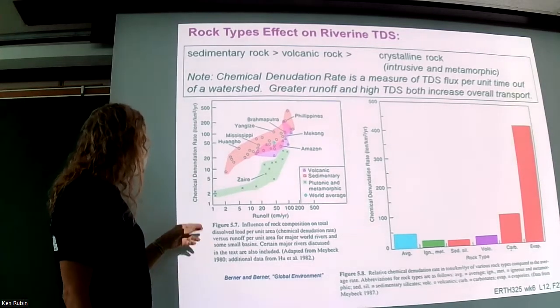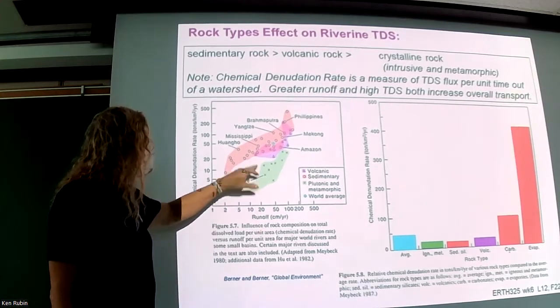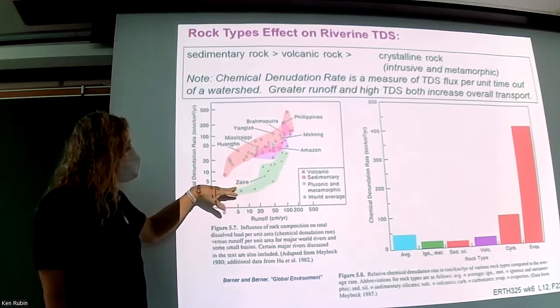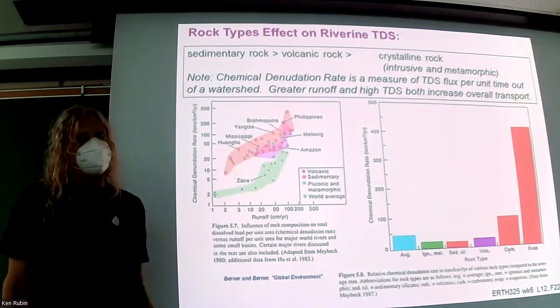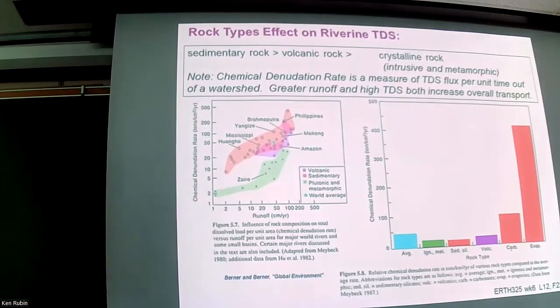So you can see that for a given runoff, we get a lot less stuff out of the green zone, the plutonic and metamorphic rocks, than we do from the other. Almost like a factor of 10. That's where the rock type comes from.